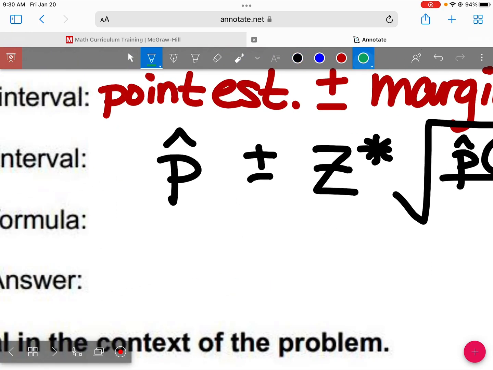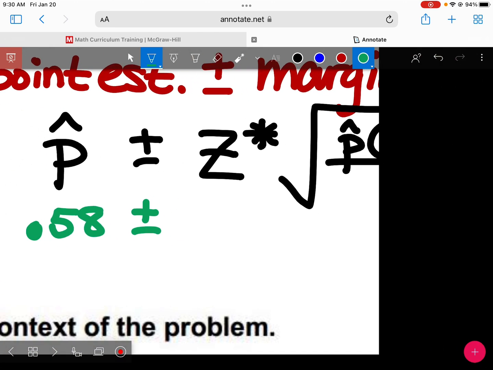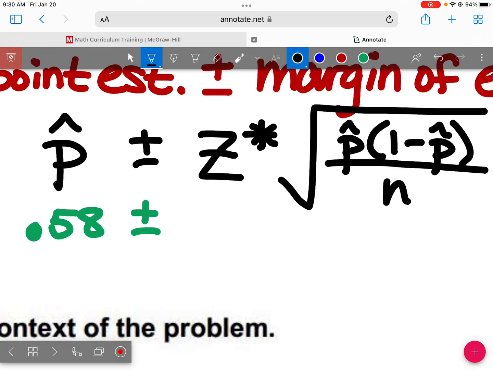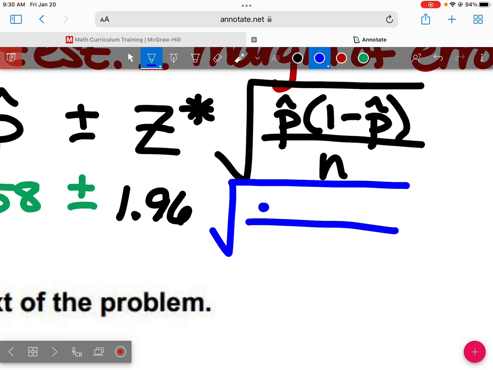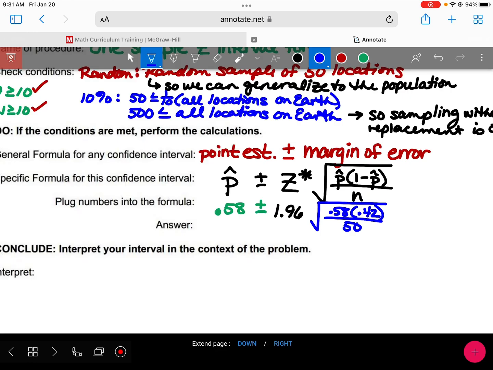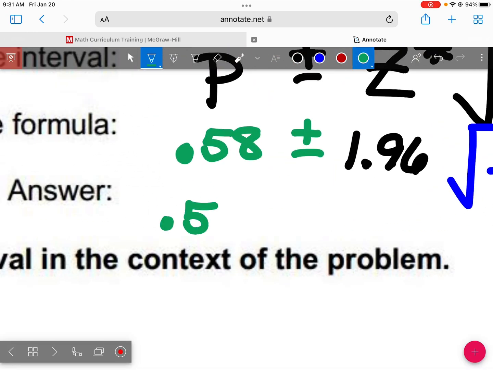What was our point estimate? 0.58 plus or minus, what is Z star for a 95% confidence interval? What is our critical value? What is Z star for a 95% confidence interval? 1.96. We're going to multiply that by the square root of 0.58 times 0.42 all over what? All over 50. So 0.58 plus or minus, and then we're going to find our margin of error.